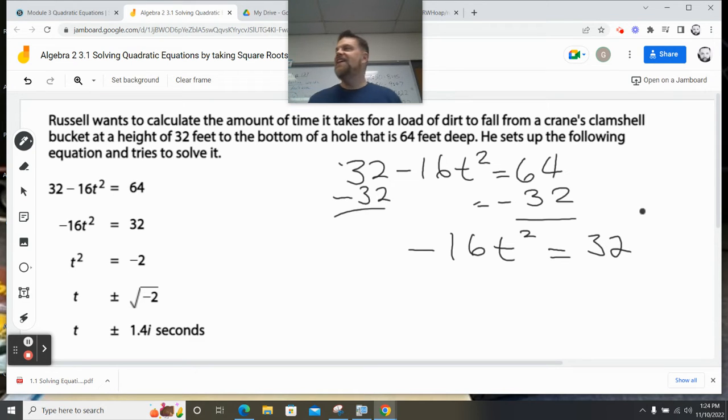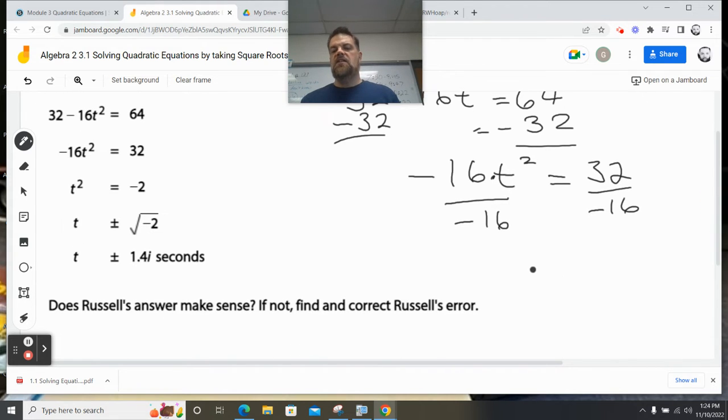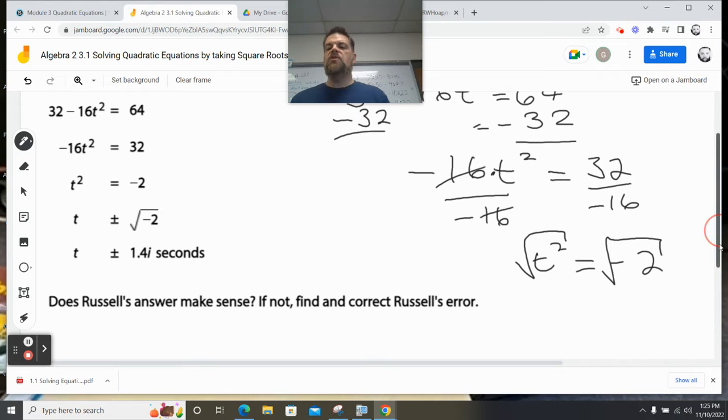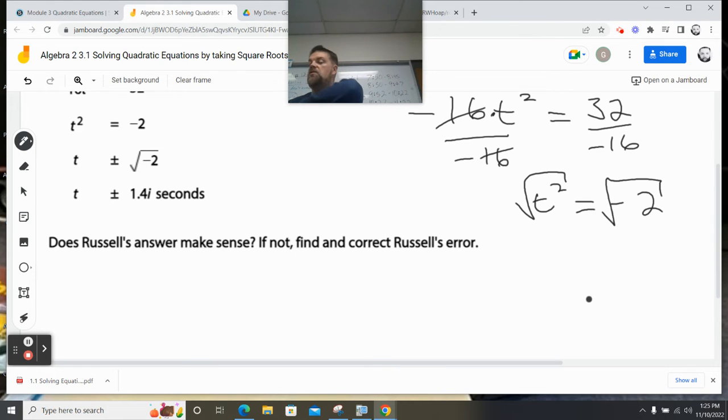That's 32. Now, this is where it gets tricky. I've got to divide by negative 16. And so when I divide by negative 16, I'm going to get t squared, hold on, let me finish. These cancel, and I get t squared equals negative 2, right? Because 32 divided by 16 is 2. And then because one's positive and one's negative, I'm going to have a negative solution. So I'm going to take the square root of this bad boy. The problem is I can't take the square root of a negative number.